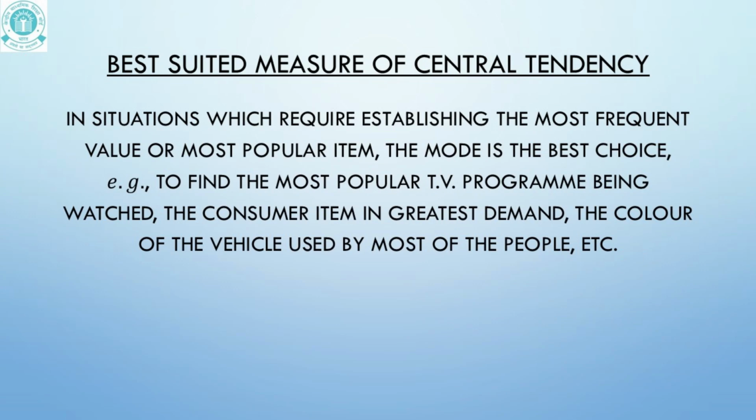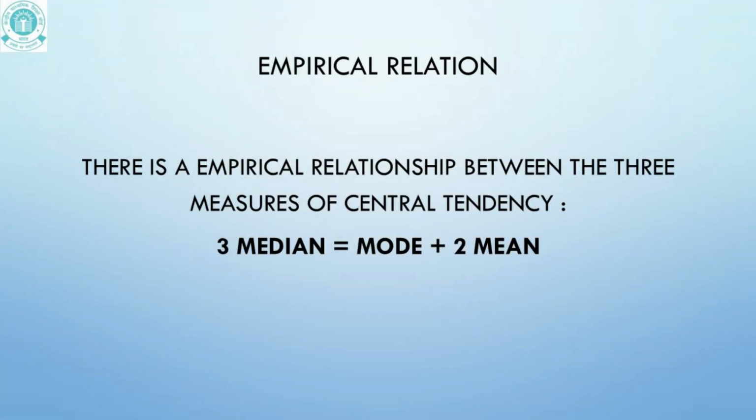In situations which require establishing the most frequent value or most popular item, the mode is the best choice. Examples: to find the most popular TV program being watched, the consumer item in greatest demand, the color of the vehicle used by most of the people, etc. There is also an empirical relationship between the three measures of central tendency: 3 median equals mode plus 2 times mean.